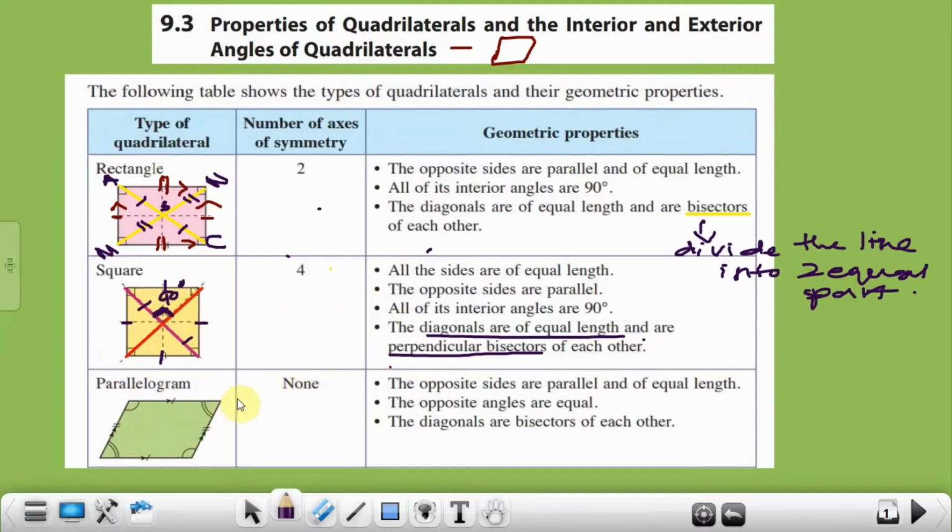Alright, parallelogram, there are no axes of symmetry. Okay, so the properties are the opposite sides are parallel and equal length. Okay, this side is parallel to this side and they have equal length, and this opposite side is parallel to the opposite side and they have equal length. Okay, the opposite angles are equal. This angle is equal to this angle, and this angle is equal to this. The diagonals are bisectors of each other.